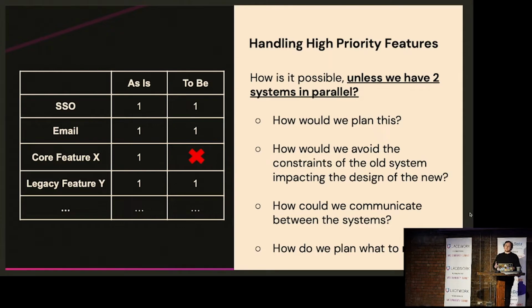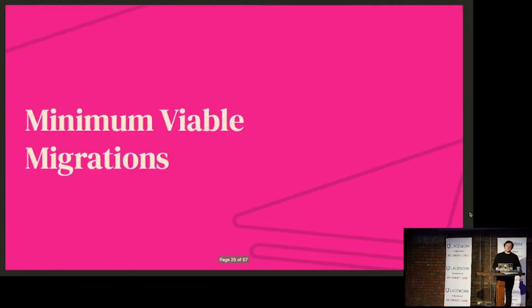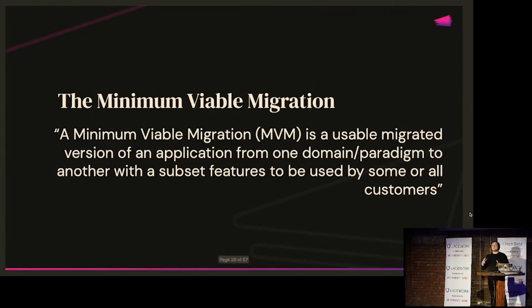But how do we plan this? How do we avoid the design of the old system impacting the design of the new system? How are we going to communicate between the two systems? And how do we plan and phase the migration? And this is where the framework of minimum viable migrations comes in, and it's something I've used with many different companies of very different sizes to migrate in a more agile way to adopt serverless.